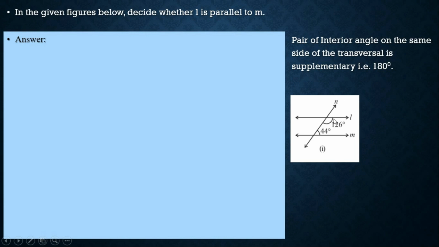What we will do, we will add both the angles, and if the sum of both the angles is 180 degree, then we can say that line L and line M are parallel. If the sum of these two angles is not equal to 180 degree, then we cannot say that line L and line M are parallel. We can see that line L and line M are not parallel. So let us see the solution.